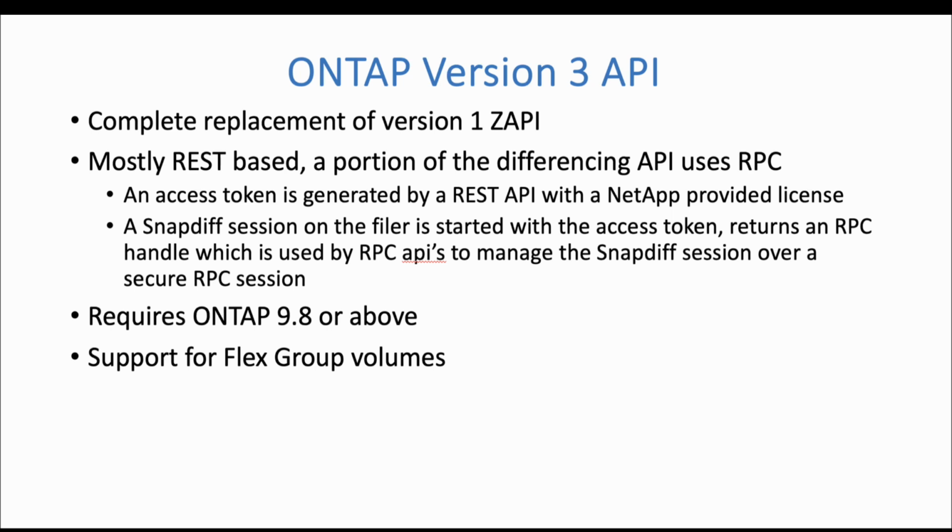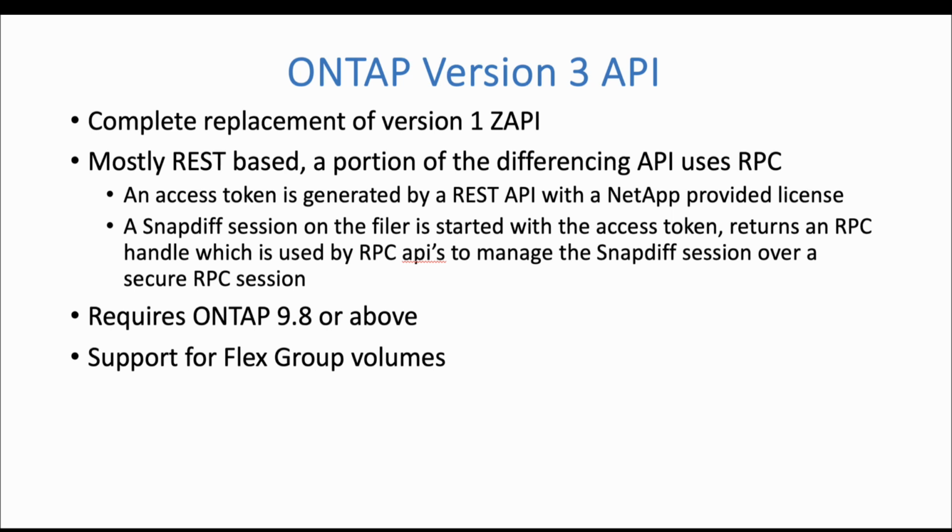There is a portion of it that uses RPC. There's a REST API that's issued that generates an access token, and that is supplied with a Netapp provided license. And the Snapdiff session on the filer is started with the access token, and that's what uses RPC to actually use the differencing engine to get the changes from the filer.